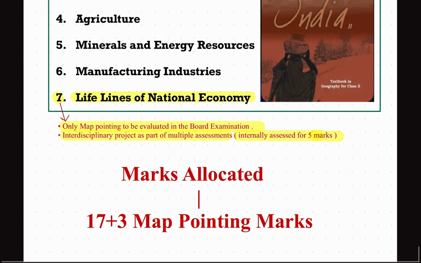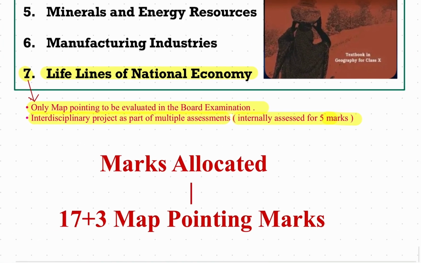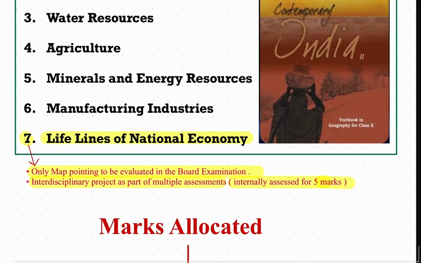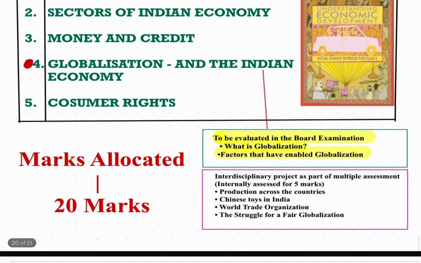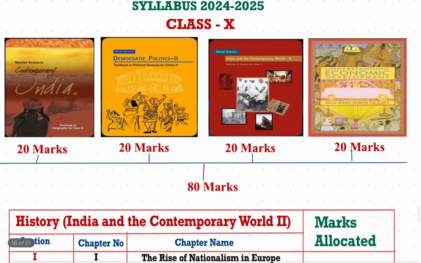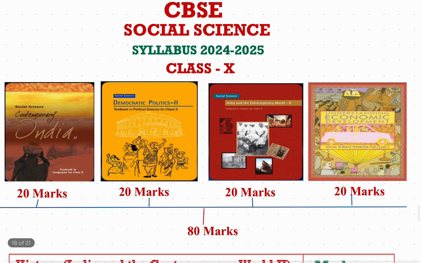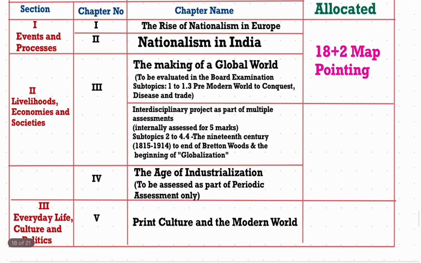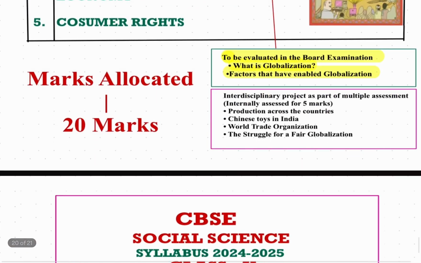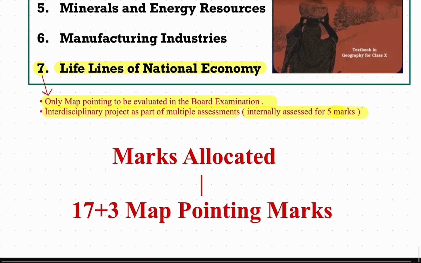So the total marks allocated are 20 marks. In this 20 marks, 17 marks are theory and 3 marks are in the form of map items. I will also tell you which map items are important from the board examination perspective. So this is the overall syllabus of our class 10th social science and the weightage in the board examination.